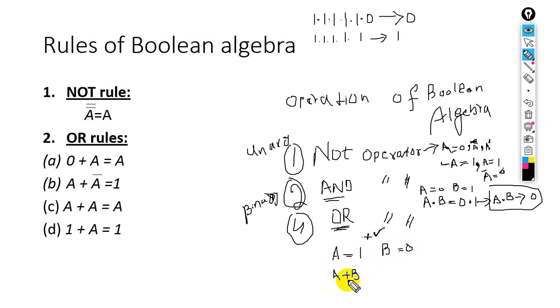Because here we have the OR operation, not a plus operation. We use the plus sign for the representation, but we cannot pronounce it as a plus b. This will be wrong. We should say a or b. So a or b means here a is equal to 1 or b is equal to 0.